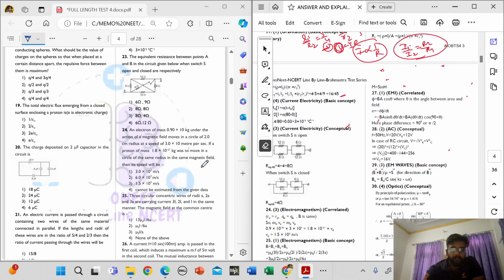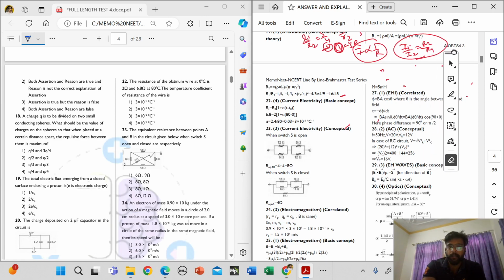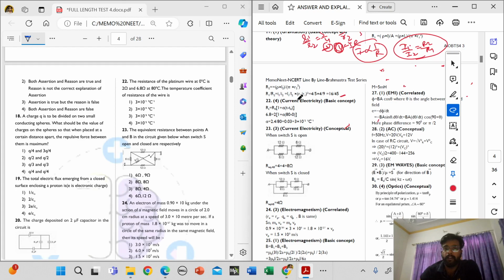So next question, 22nd. See, the resistance of the platinum wire at 0 is 2 ohm and at 80 it is 6.8, and we need the temperature coefficient of resistance. See, this is the formula: R is equal to R naught into 1 plus alpha delta T, where delta T is T minus T naught. This is the formula of the resistance at some temperature T and 0. So at temperature T it has 6.8 and at 0 it has 2. 1 plus alpha. We have to calculate this alpha value, the temperature coefficient.